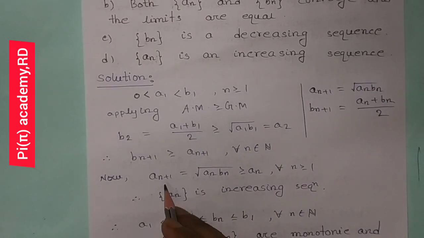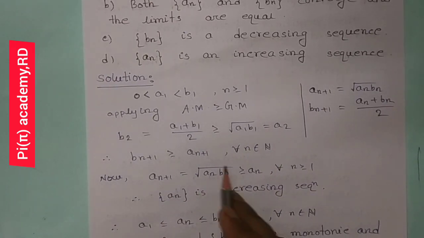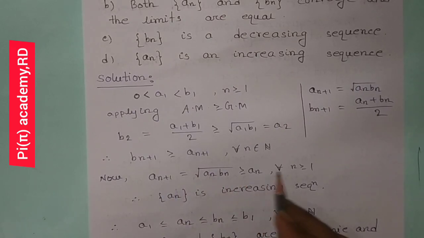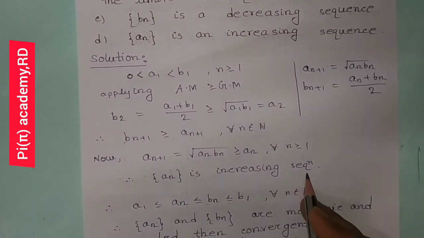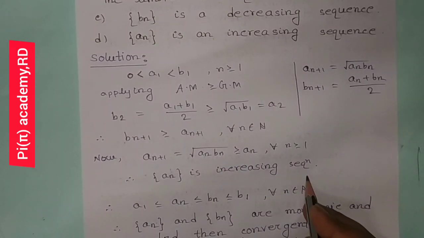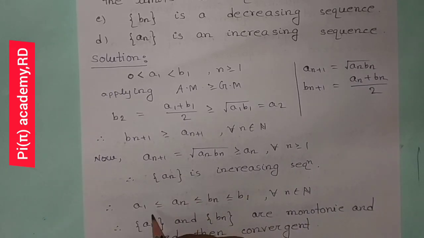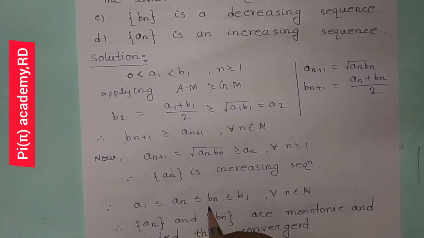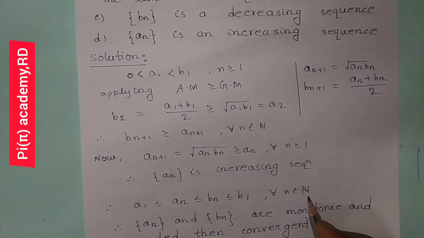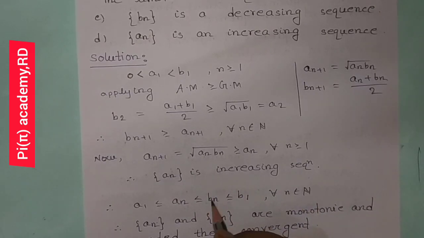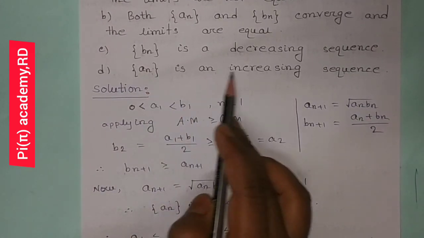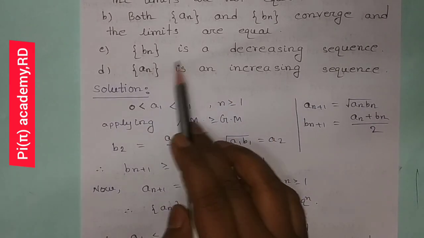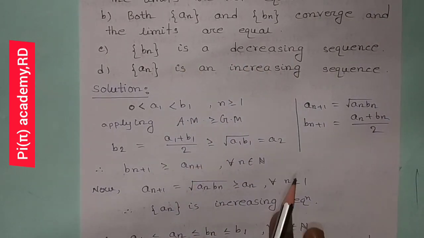Now a n plus 1 equals root over a n b n, this is given, and clearly this is greater than or equal to a n for all n greater than or equal to 1. Therefore the sequence a n is a monotonic increasing sequence, and also a1 less than or equal to a n less than or equal to b n less than or equal to b1 for all n belongs to N. Therefore the sequence b n is a monotonic decreasing sequence. Hence the option that sequence a n is increasing is true. The sequence b n is decreasing is also true.